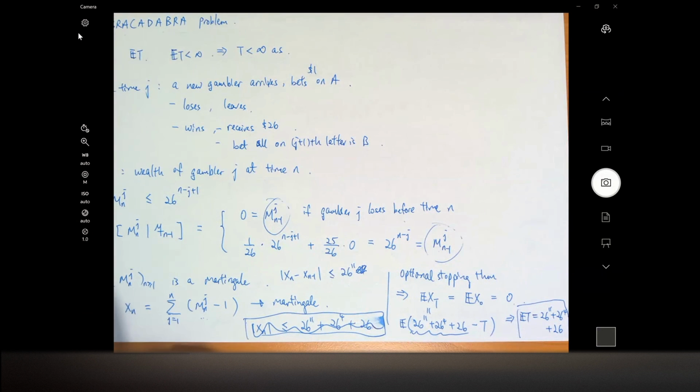If nothing, then we stop here today, and next week we will start on the topic of sub-martingales and then go on to the convergence of martingales.